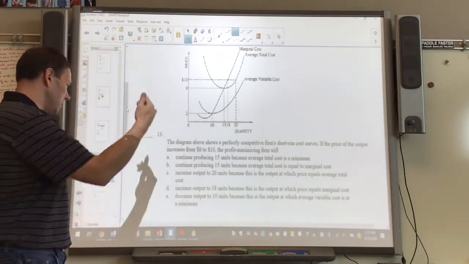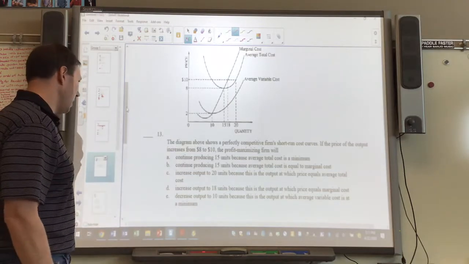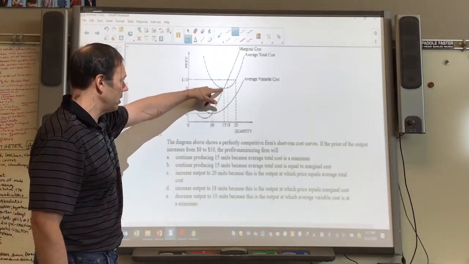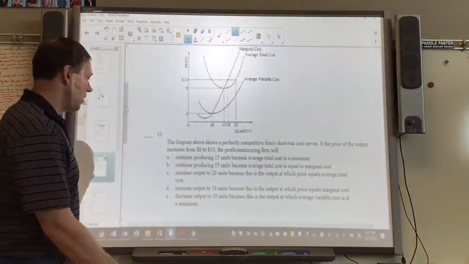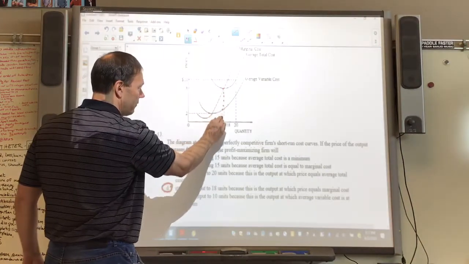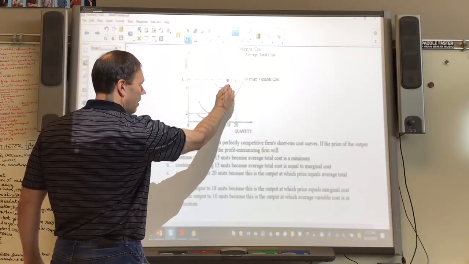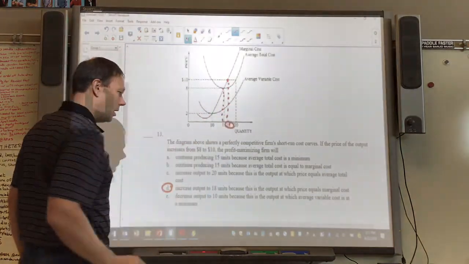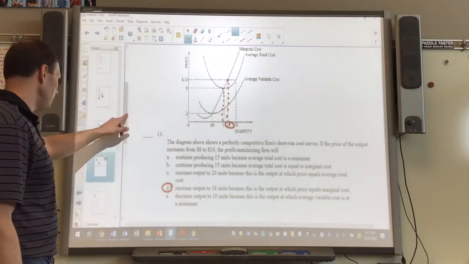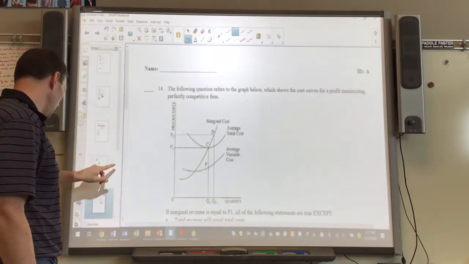All right, number 13, we've got our cost curves here, and if the price goes from $8, at which point they are breaking even, to $10, then they are going to D, increase output from 15, which is what they're originally doing. Now they're going to be doing 18, and they're going to be making money. That's where MR equals MC. So it's number 13.